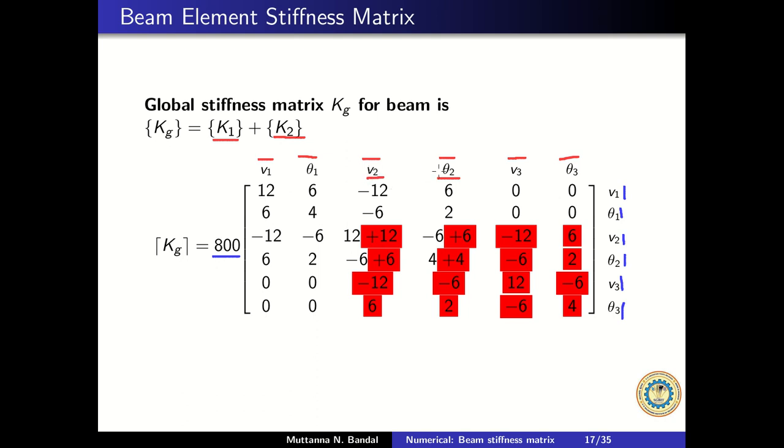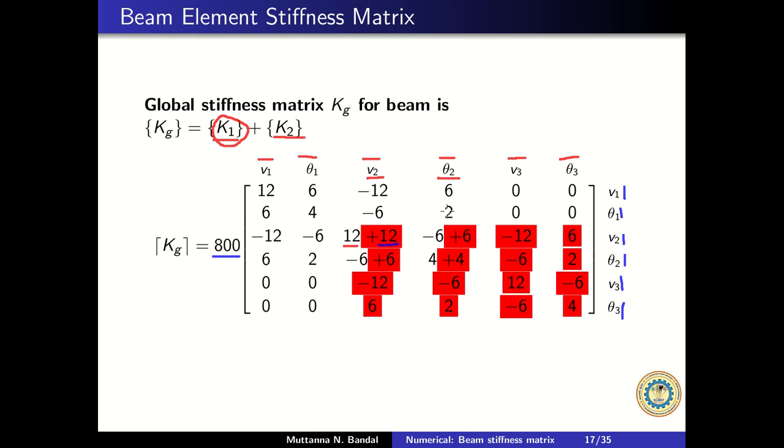Since V2 and theta 2, these 2 degrees of freedom, are shared by both the elements, I have to add those terms. Like if I take the V2 column and V2 row, the element of stiffness matrix K1 is 12, and the element of stiffness matrix K2 is also 12. So these two get added here.